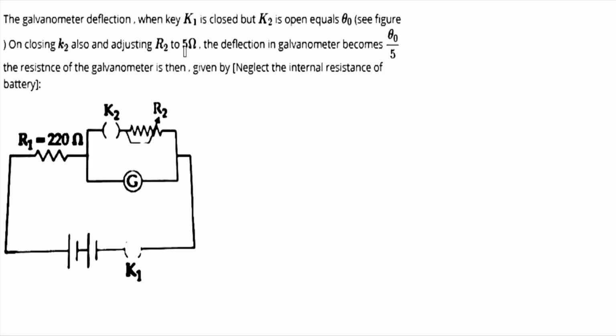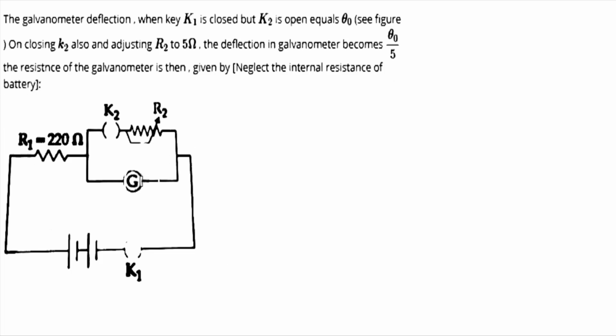Hi everyone, so we are given a question which says the galvanometer deflection when the key K1 is closed but K2 is open equals theta naught, as we can see in the figure. On closing K2 and adjusting the value of R2 to 5 ohm, the deflection of the galvanometer becomes theta naught by 5. The resistance of the galvanometer is then given by, we can neglect the internal resistance of the battery.